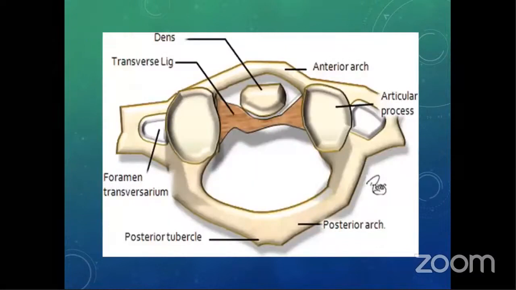Okay, so why is the transverse ligament so important in this region? Here you can see that this is the anterior arch, this is the dens, and this is the transverse ligament. So the function of the transverse ligament is to stabilize the atlantoaxial joint. It keeps the dens in its position. In case this transverse ligament ruptures, the dens will displace backward and will result in atlantoaxial instability. So that is why we have to opt for surgical options in case of transverse ligament injury.